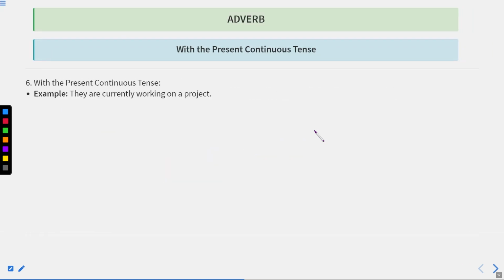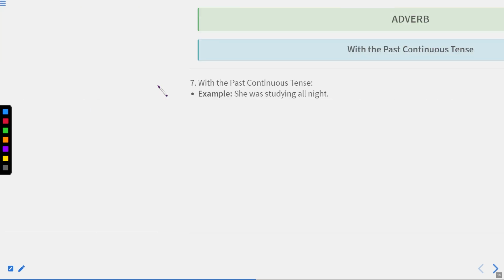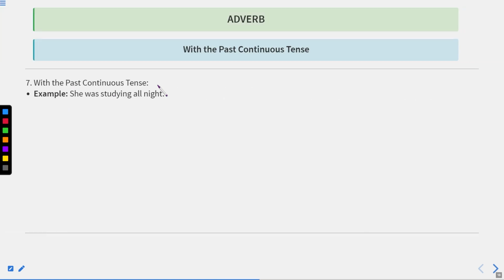We use it with the present continuous tense. Example, they are currently working on a project. So currently working is the present continuous tense, before which we have used the word currently. With the past continuous tense, she was studying all night. After the past continuous tense, all night is the time adverb. So the adverb does not get affected because of the tenses.